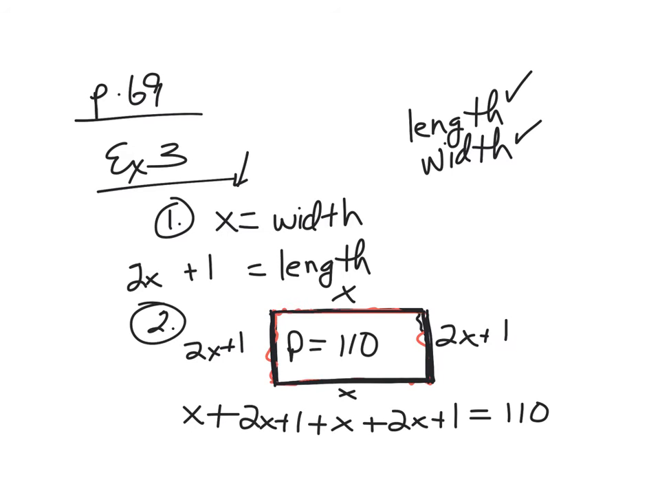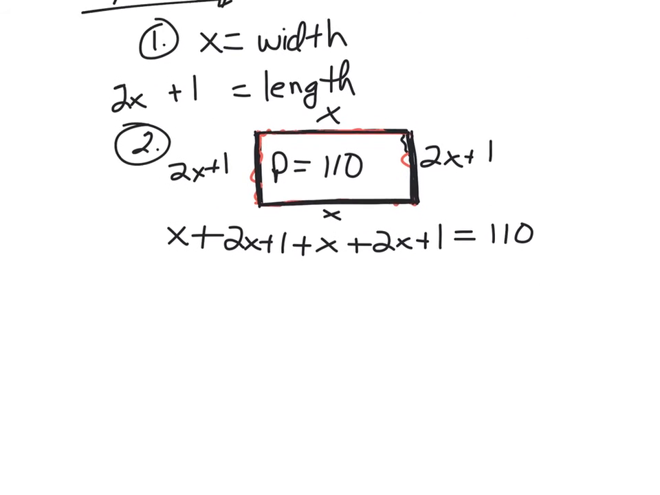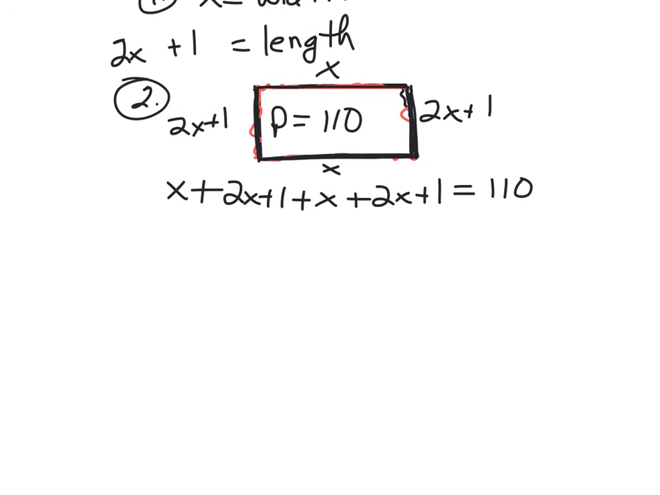Okay, now class, do you see that we've changed this problem from a word problem to a math problem, to an algebra problem? Listen, that's the hard part, is the reading. The hard part is getting it into a math problem. You know how to do the math. You know how to solve this equation. Let's combine our x's. x and 2x is 3x, and x is 4x, and 2x is 6x, plus 1 and 1 is 2, is equal to 110.